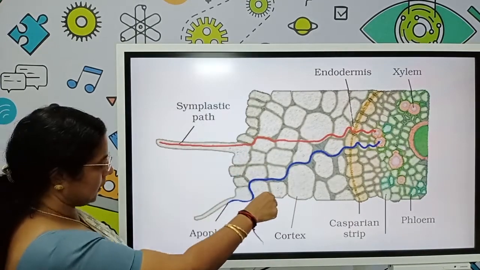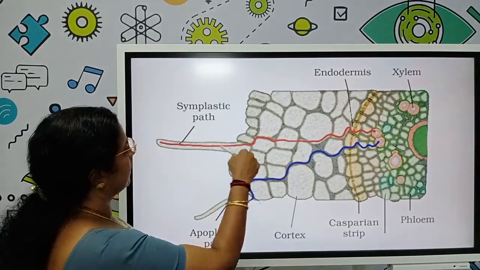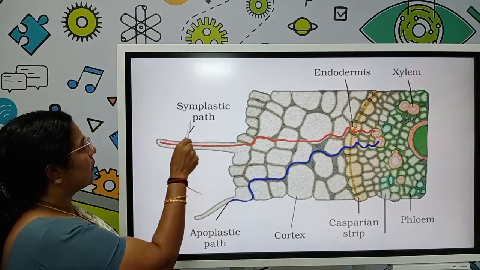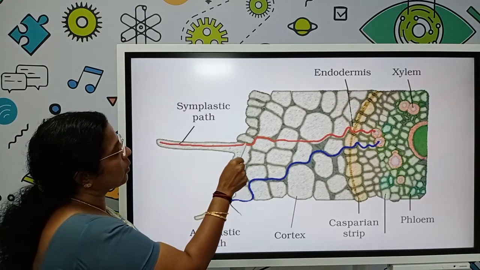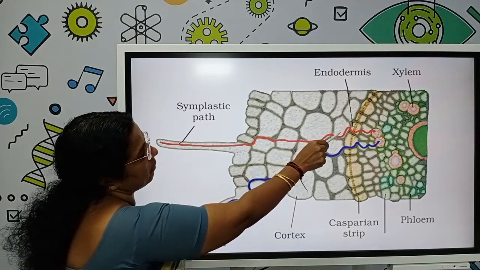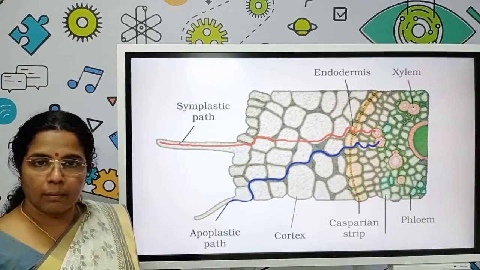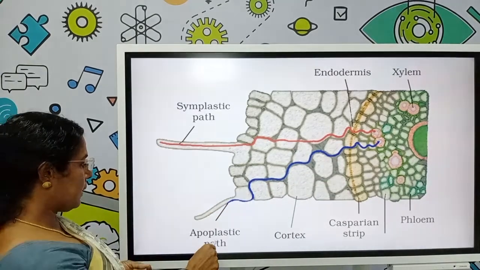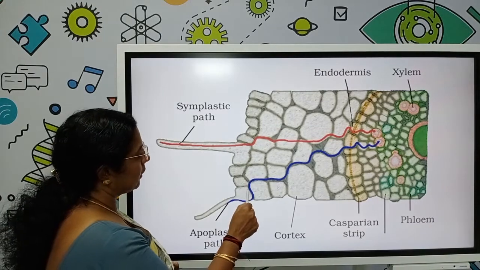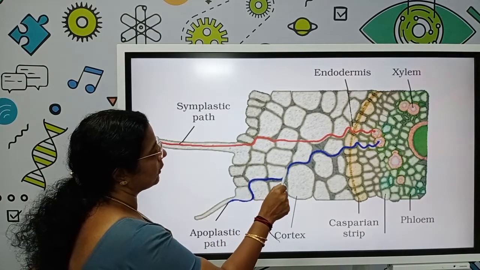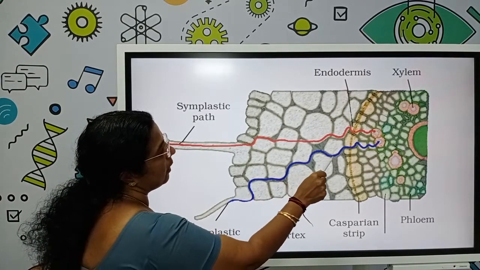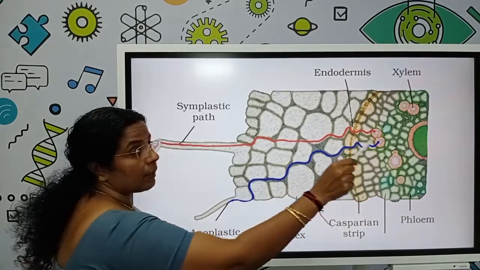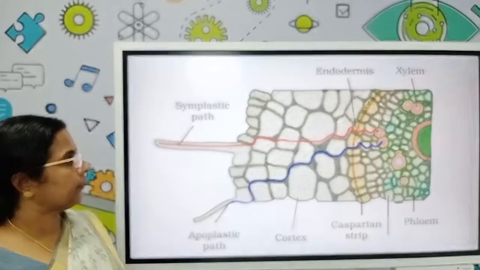This is the diagram that shows how the water is moved. In the symplast pathway, the water movement is through the cytoplasm and crosses the cell membrane. Whereas in the apoplastic pathway, the movement of water occurs through the intercellular spaces, so the resistance is less.